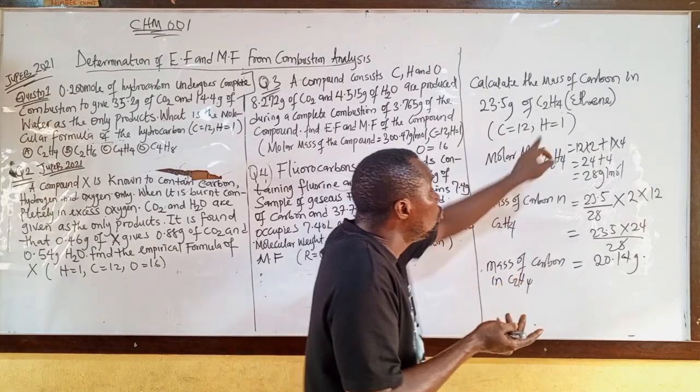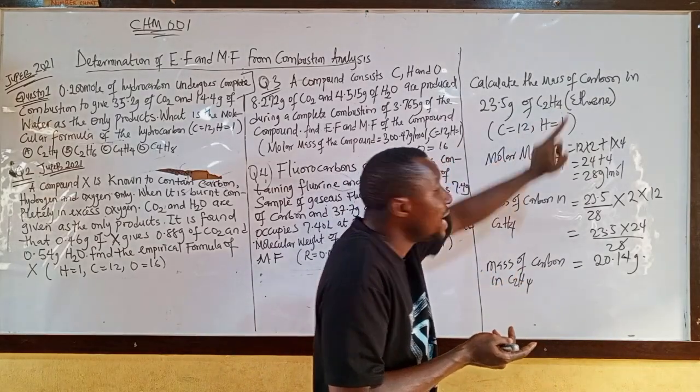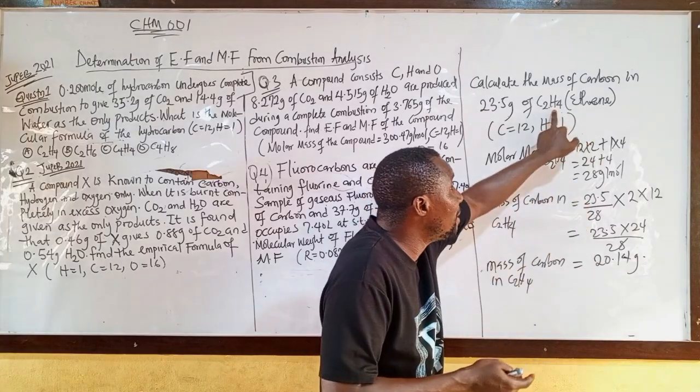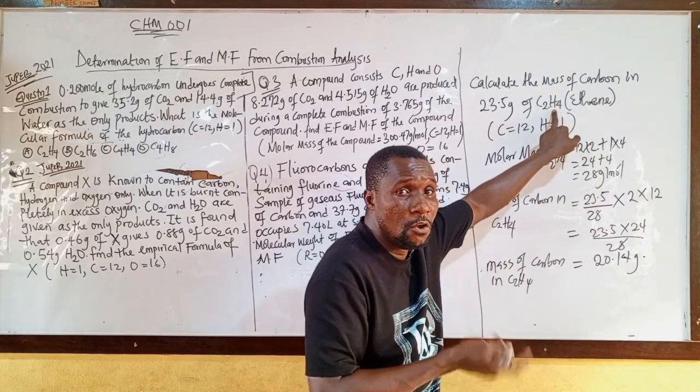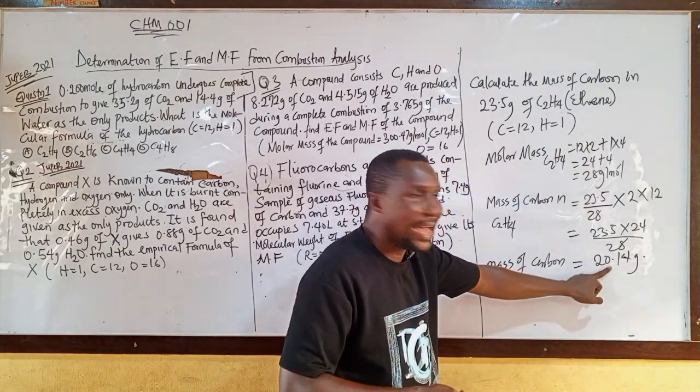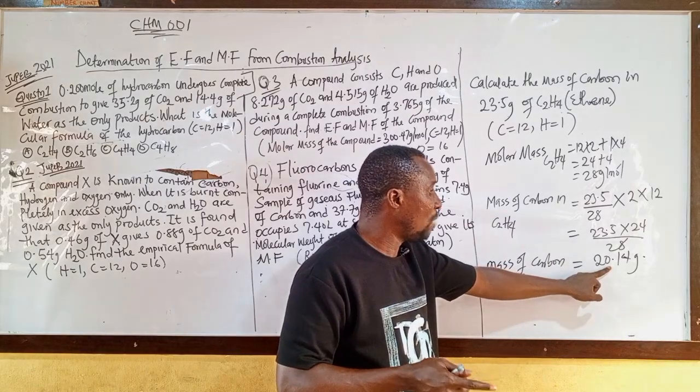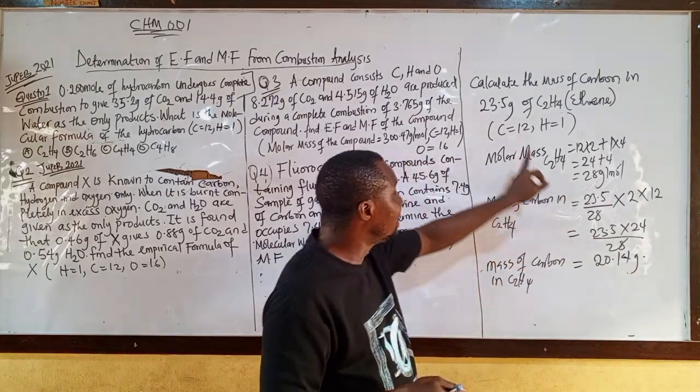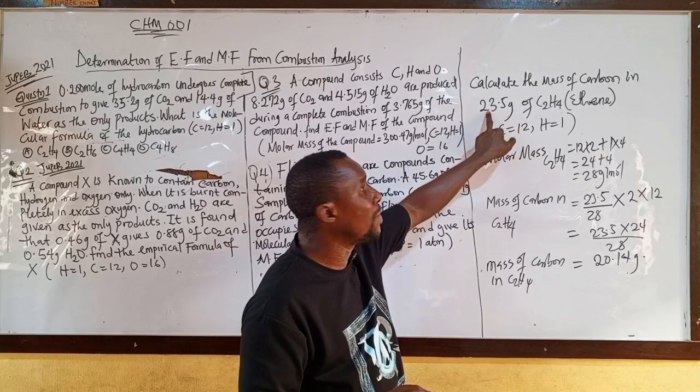And how do you calculate the mass of hydrogen? If you are asked to calculate the mass of hydrogen in that same compound, what will you do? The mass of carbon in that compound is 20.14 grams. Take it away from 23.5 grams.